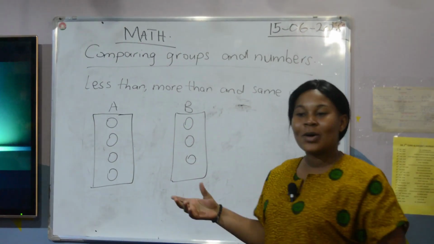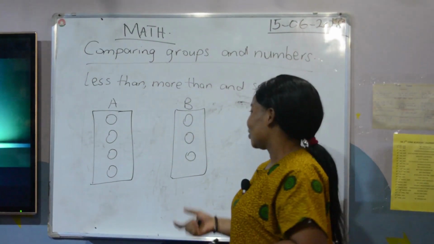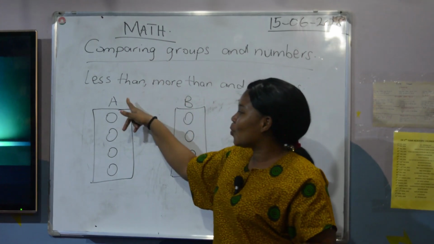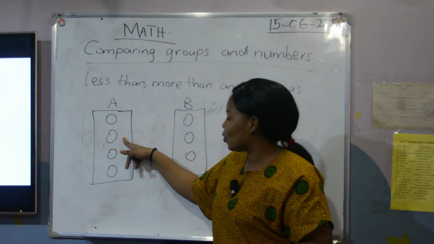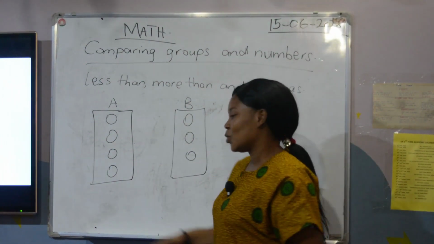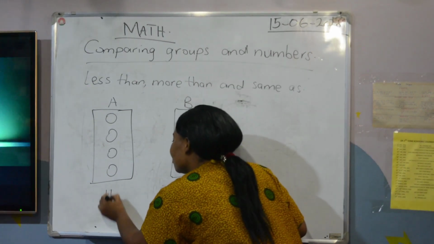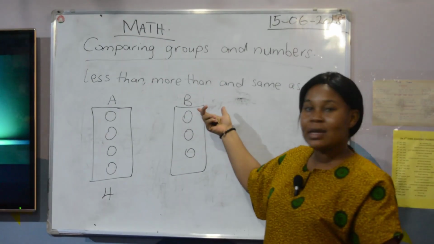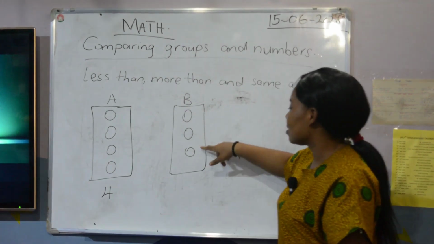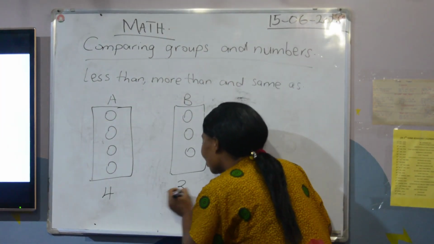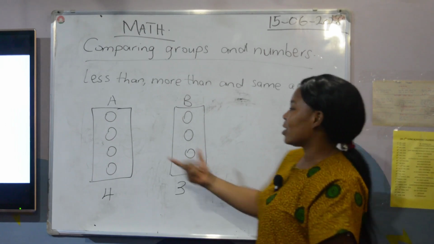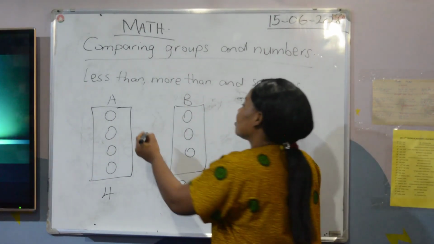Okay, so now let's solve it together. So let's count. Group A, 1, 2, 3, 4. So we have 4 oranges in group A. And then group B, 1, 2, 3. We have 3 oranges in group B. So now let's do the comparison.